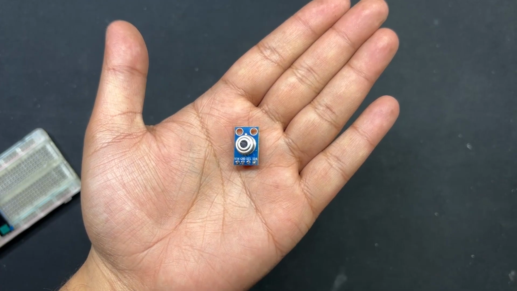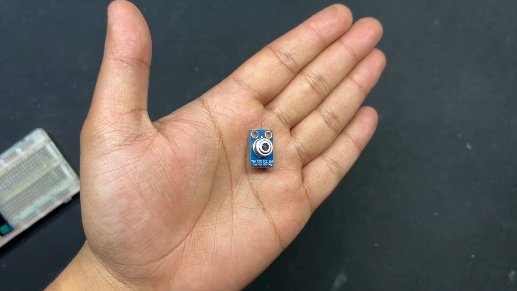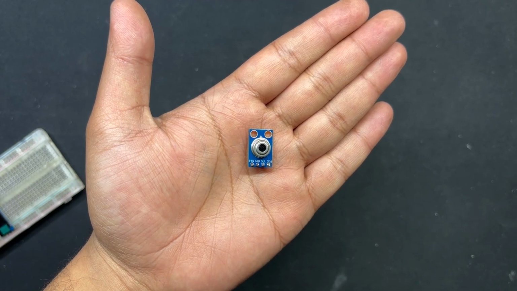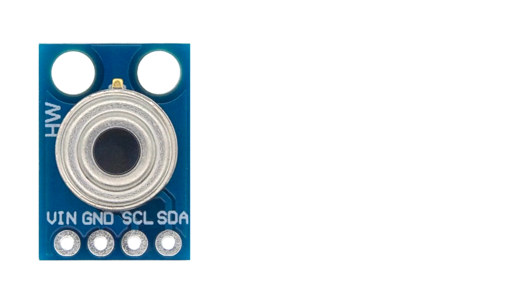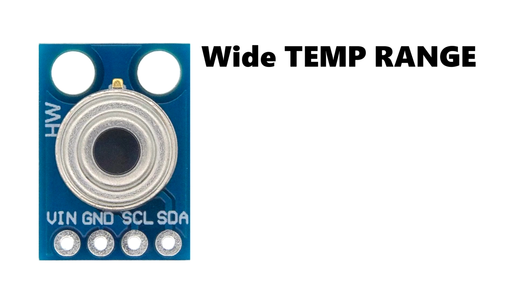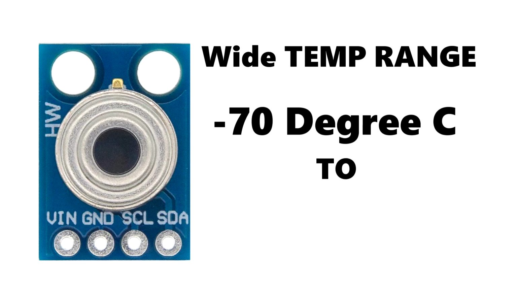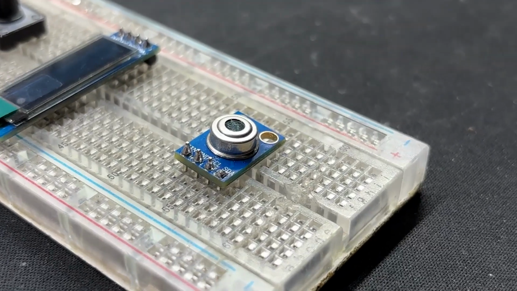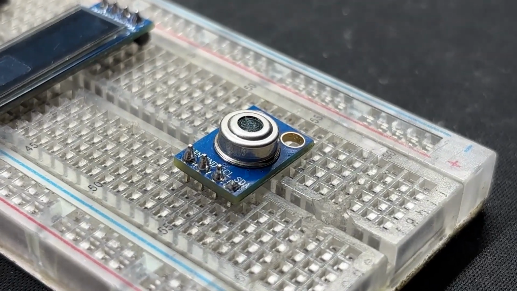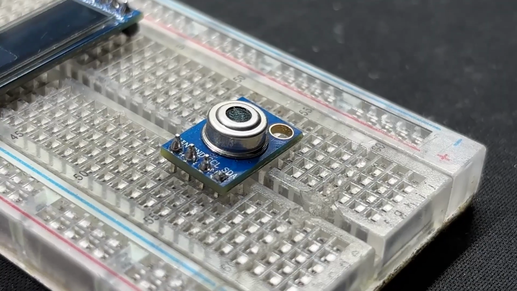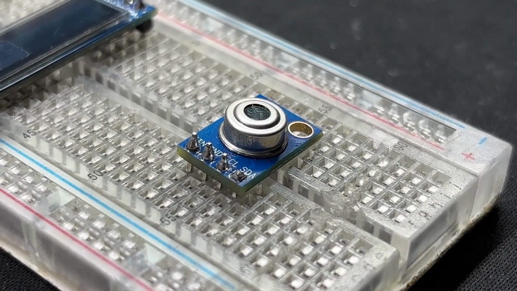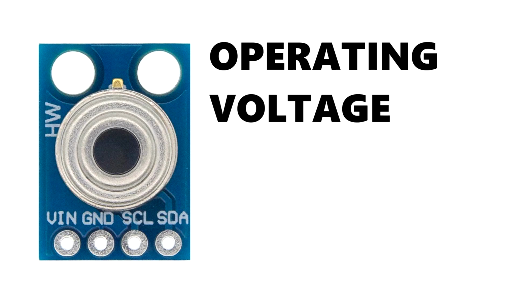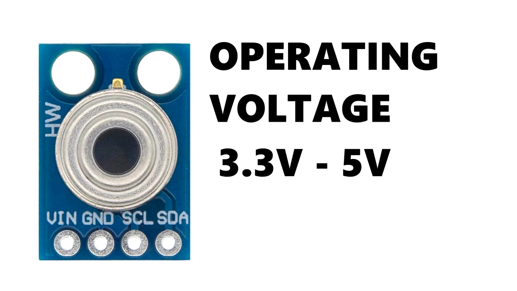The GY-906 infrared temperature sensor is a very precise and acceptable device that is commonly used for non-contact temperature readings. It functions over a wide temperature range from -70 degrees to +380 degrees Celsius. This temperature sensor is highly precise with a resolution of 0.02 degrees Celsius and an accuracy of 0.5 degrees Celsius with ambient temperature. It can perform properly with voltage ranging from 3.3 volt to 5 volt.